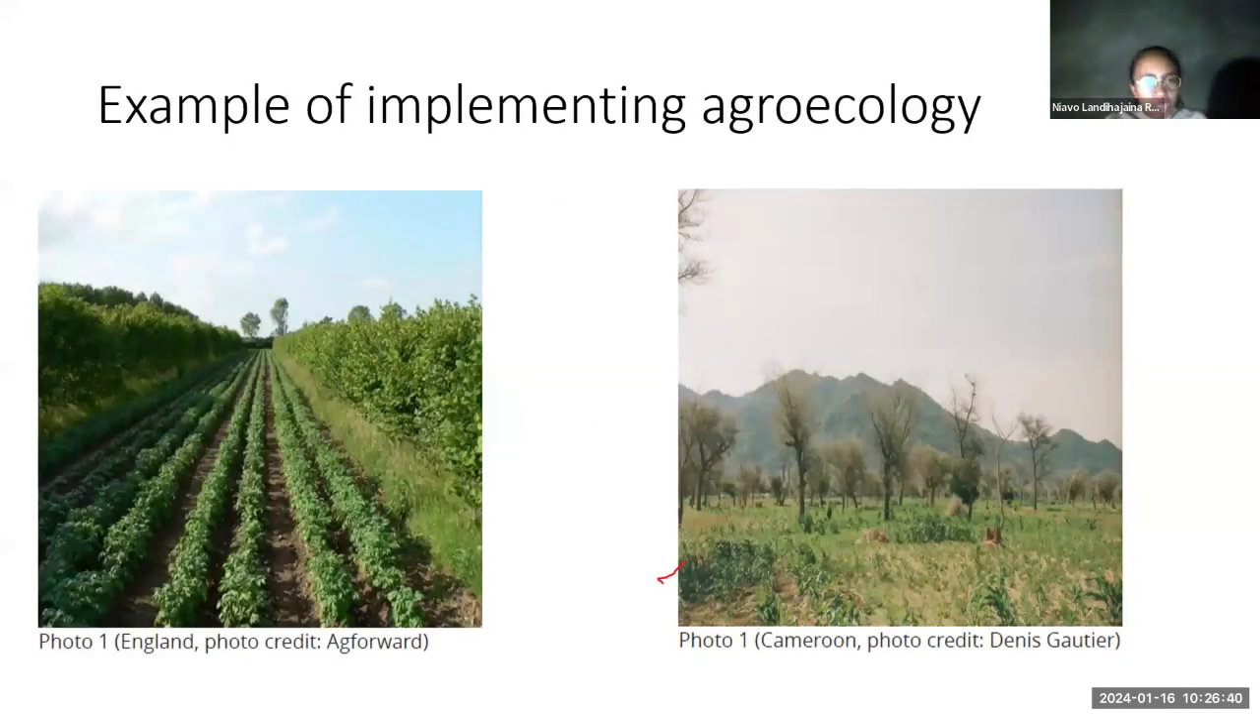This is an example of agroforestry and implementation of agroecology. The first picture is a plantation in England, and the other one is agroforestry in Cameroon. We can see some crops and also the forest around the crops, and that's an example of agroforestry. They make intercropping of forest around the crop.